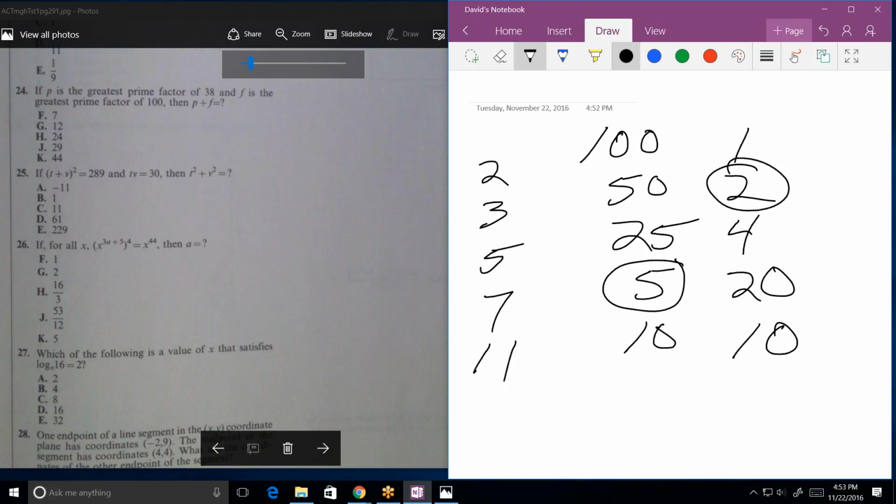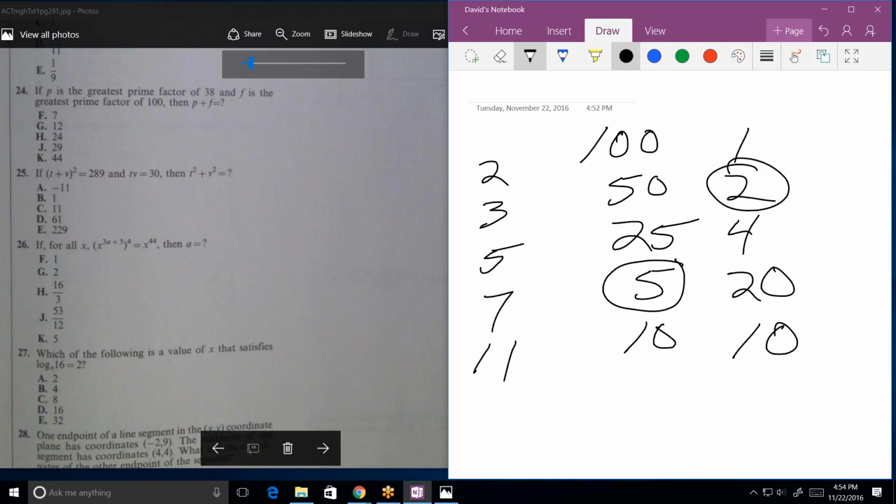1 is not considered prime. A prime number is a number that's only divisible by 1 and itself. By that definition, 1 would be prime, but 1 is not prime. Primes start at 2. So that definition holds for all the numbers except 1.